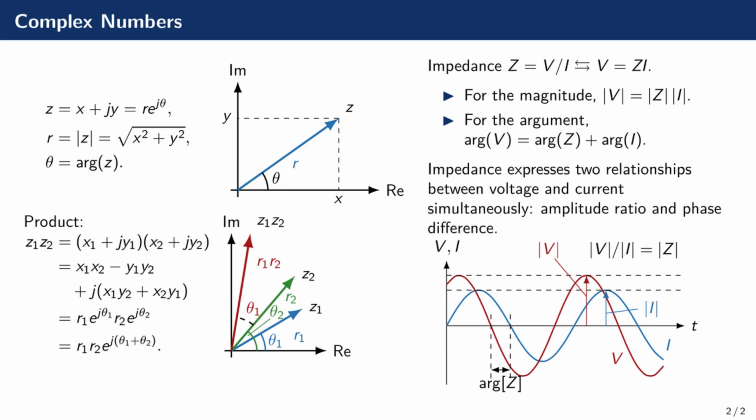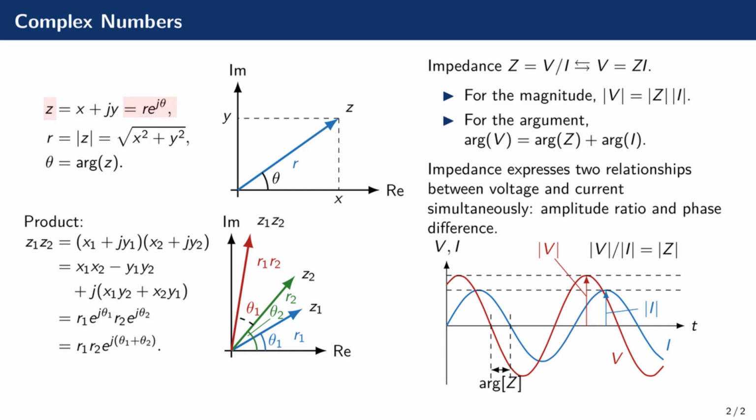Now let us start with a short review of complex numbers. A complex number can be represented using two real numbers, x and y. In this form, z is equal to x plus jy. Here, x is the real part and y is the imaginary part.